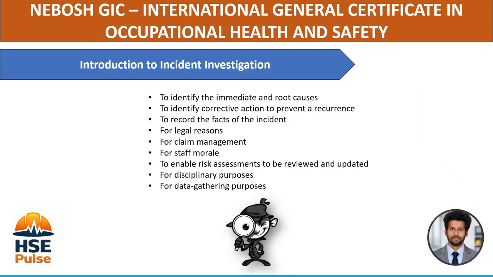Introduction to incident investigation. Why do we need to investigate an incident once it has happened? To identify the immediate and root causes. Whenever any accident happens, it might be due to immediate causes and root causes. Even a fall of a person on the floor might have some reasons. To identify the immediate reason and root causes, we investigate the incident. To identify corrective actions for the incident that happened, and put them into place and implement them to prevent further recurrence of the incidents.